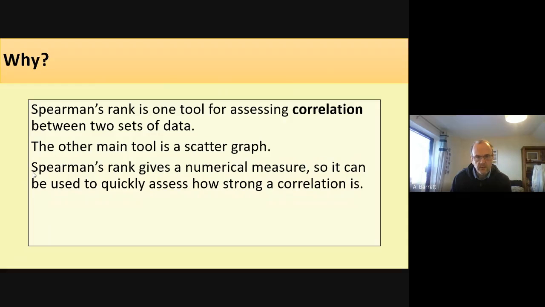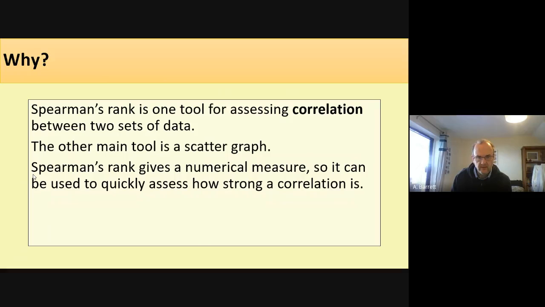So why do we use Spearman's rank correlation coefficient? Well, it's a bit like a scatter graph. It's for assessing correlation between two sets of data. So if you think back to where you've used scatter graphs in the past in maths, why do you use a scatter graph? Because you're trying to look, aren't you, at how two sets of data are linked together.